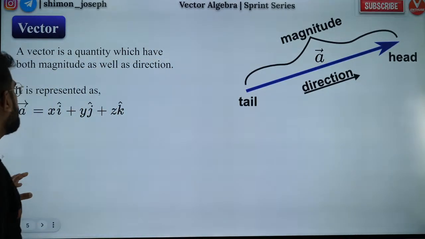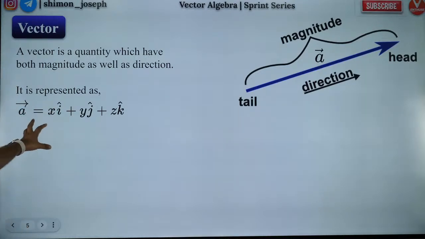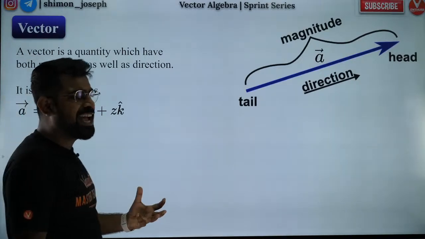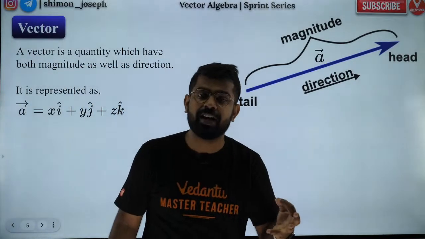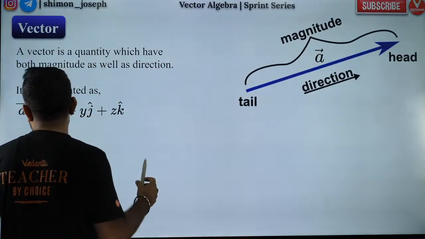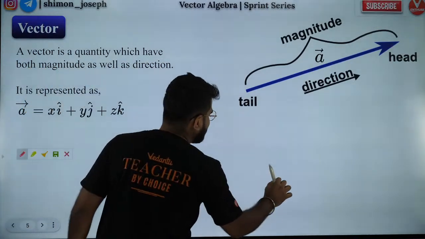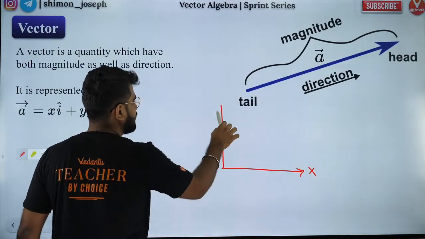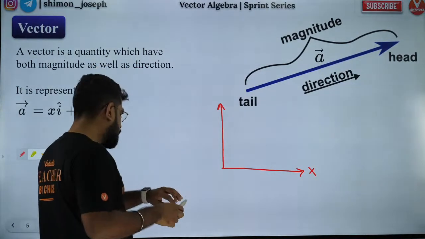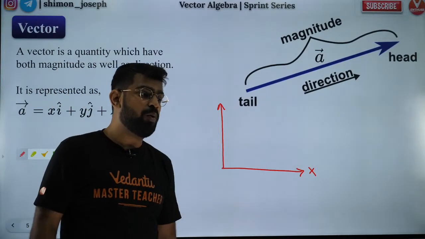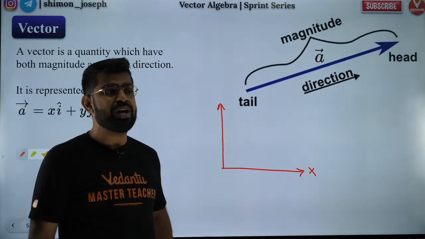Fantastic. So vectors can be represented like this. A vector can be written as x i cap plus y j cap plus z k cap. What is i cap? i cap is the unit vector in the direction of the x-axis. Are you all aware of that, my dear boys and girls? i cap is nothing but the unit vector in the direction of the x-axis. Unit vector means a vector which has magnitude 1.